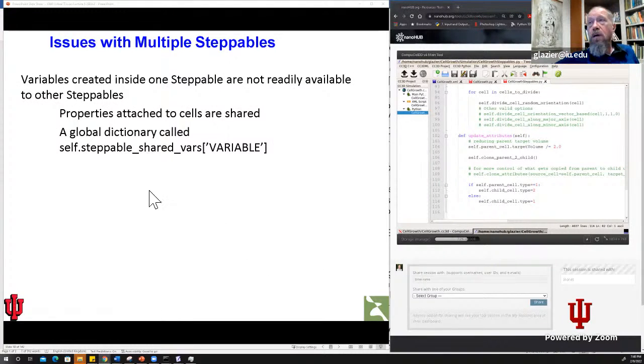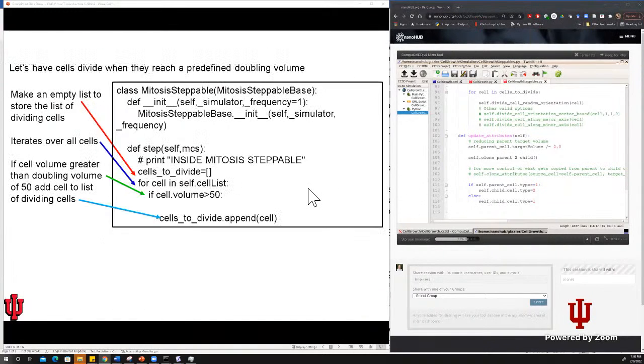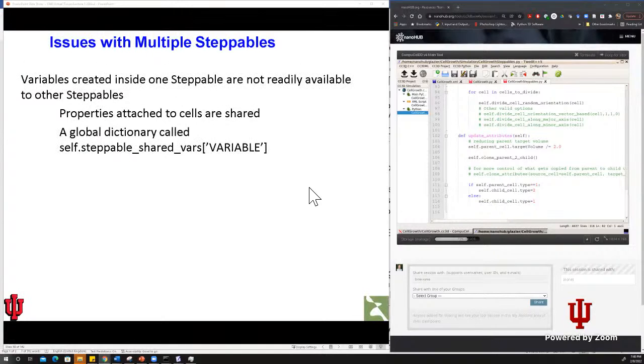Reminder, which I mentioned earlier: when you have multiple steppables and you need to pass information between them, you have self.steppable_shared_vars, which is a global dictionary. If you want to pass information between steppables, you can put it in that dictionary, and it's accessible to everything. When we use that, do you have to include self in the variable name, or is it just the variable name? Like if you wanted to plot a window that you initialized in a different steppable, would the variable be self.plotWin or just plotWin?